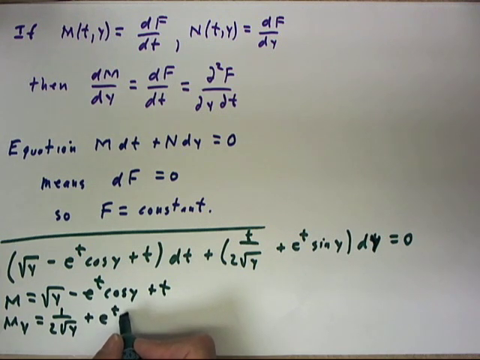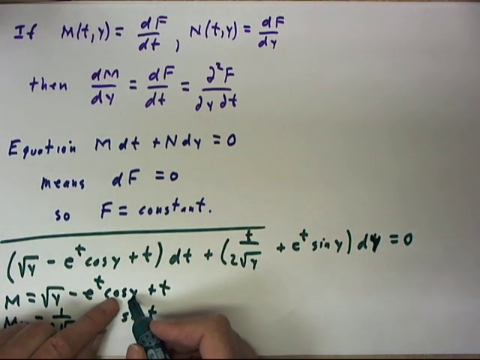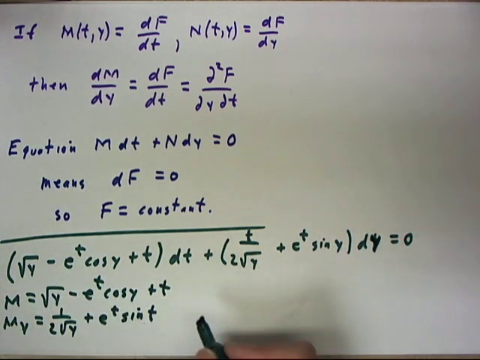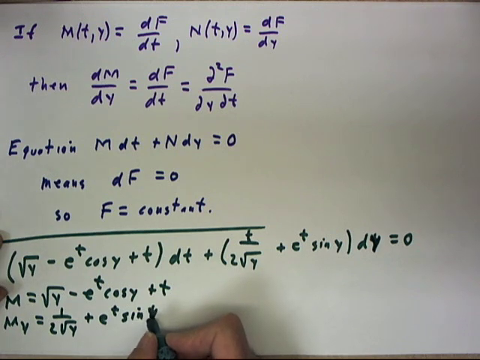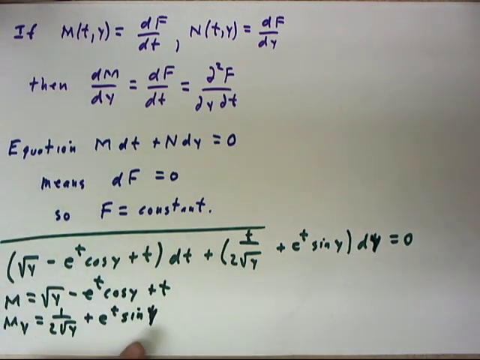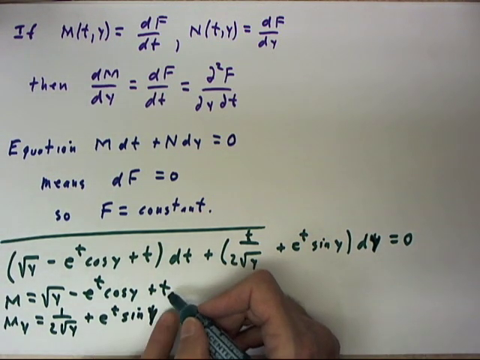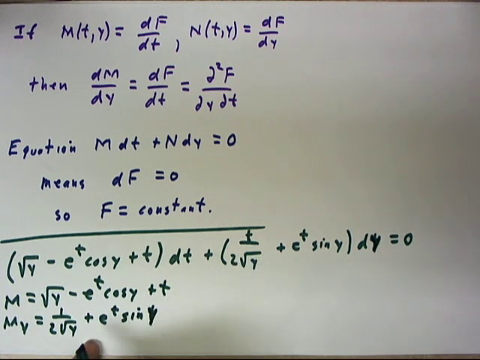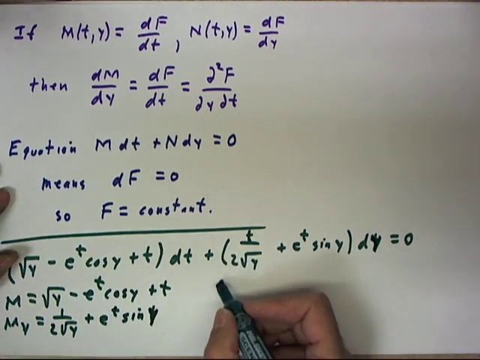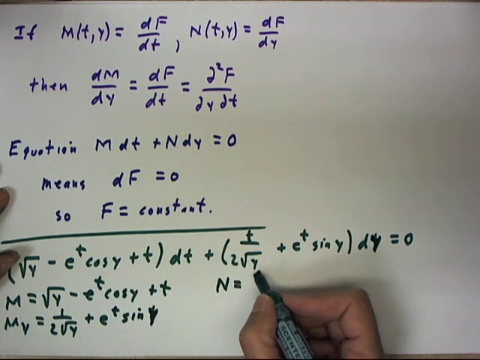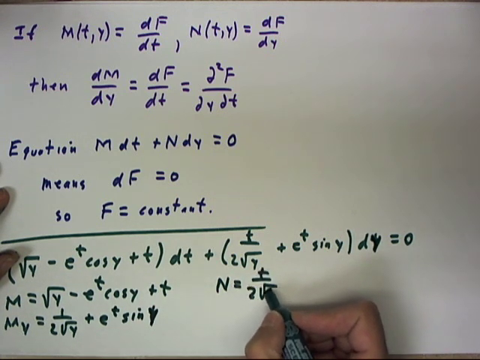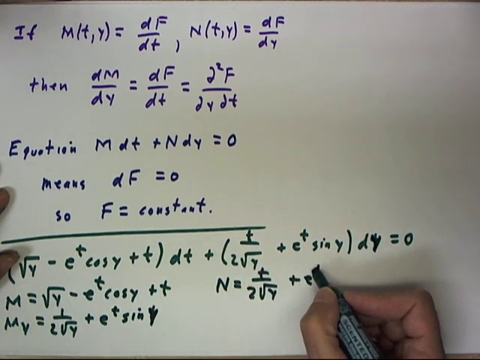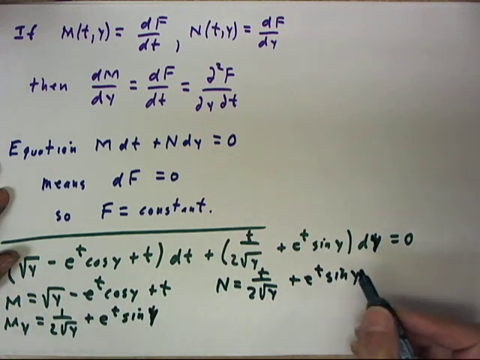has y derivative negative e to the t times the negative sine of y. I don't seem to be able to write a y without writing t instead. And the derivative of t with respect to y is just 0, so my is this. Your n function is t over 2 square root of y plus e to the t sine y.